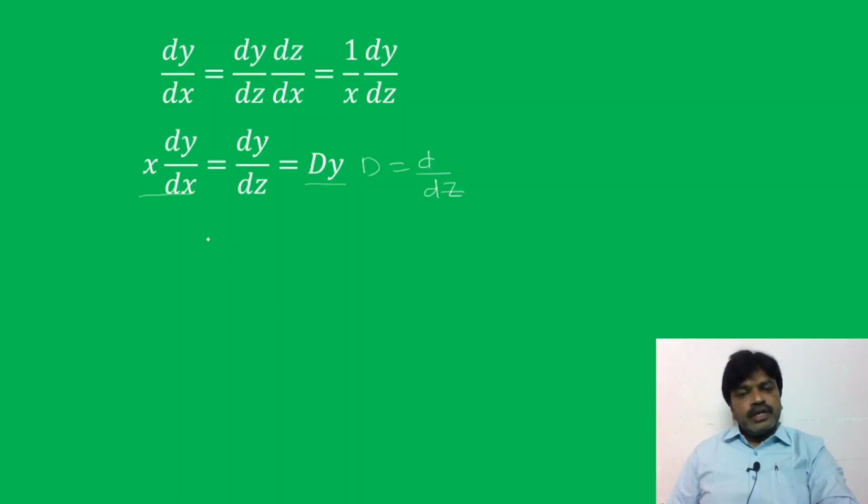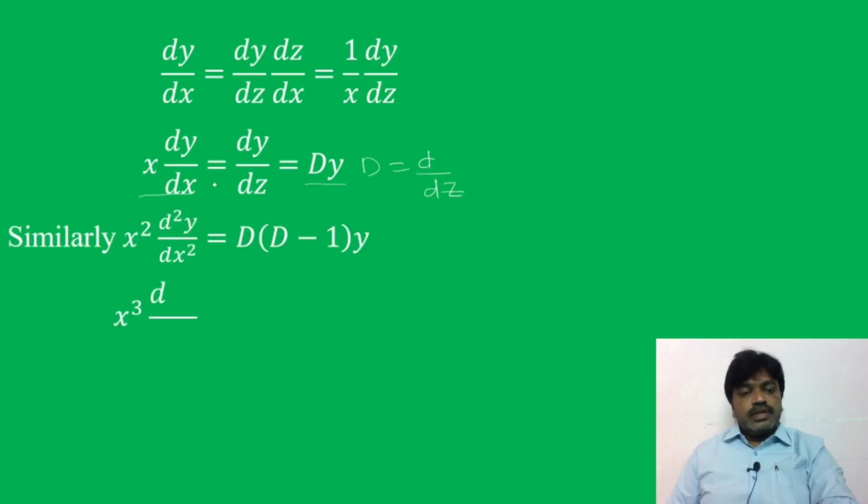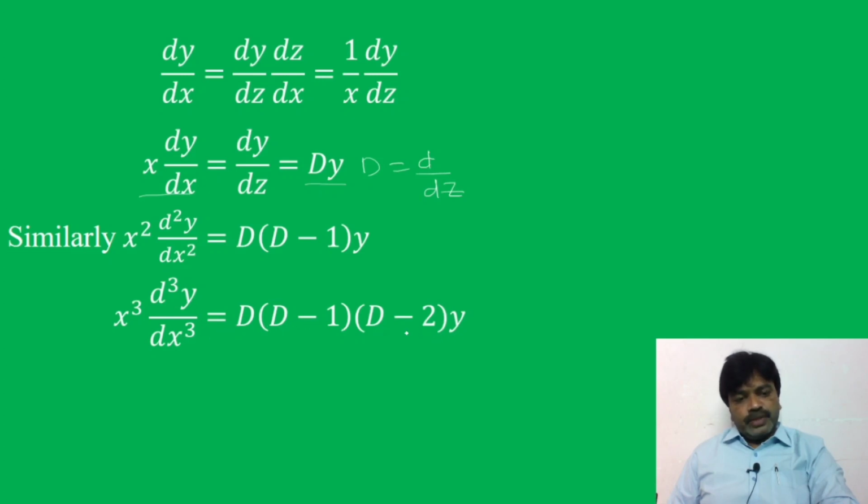Similarly, I want to find x² d²y/dx². So x² d²y/dx² = D(D − 1)y. And then x³ d³y/dx³ = D(D − 1)(D − 2)y. What about x⁴ d⁴y/dx⁴, friends? D(D − 1)(D − 2)(D − 3)y. Okay, we are substituting these in the given problem, friends.